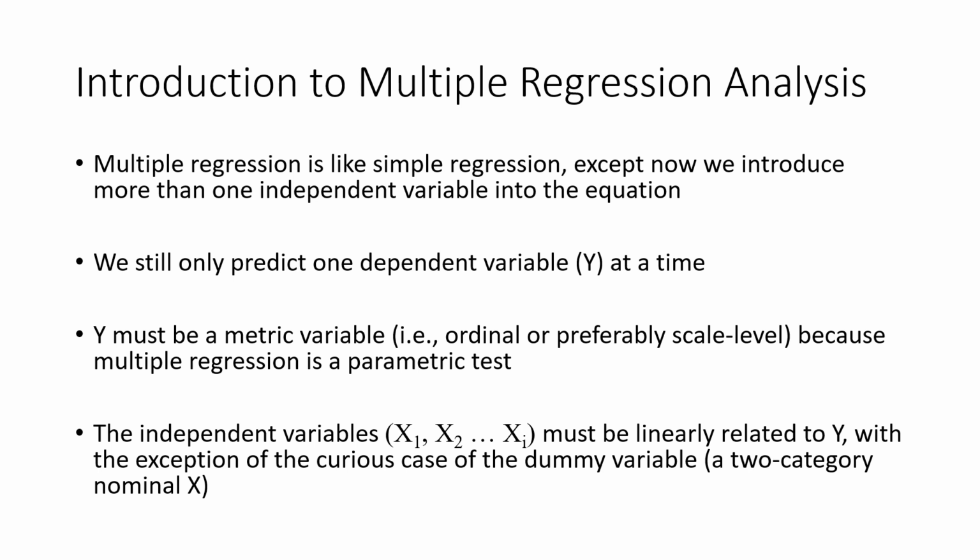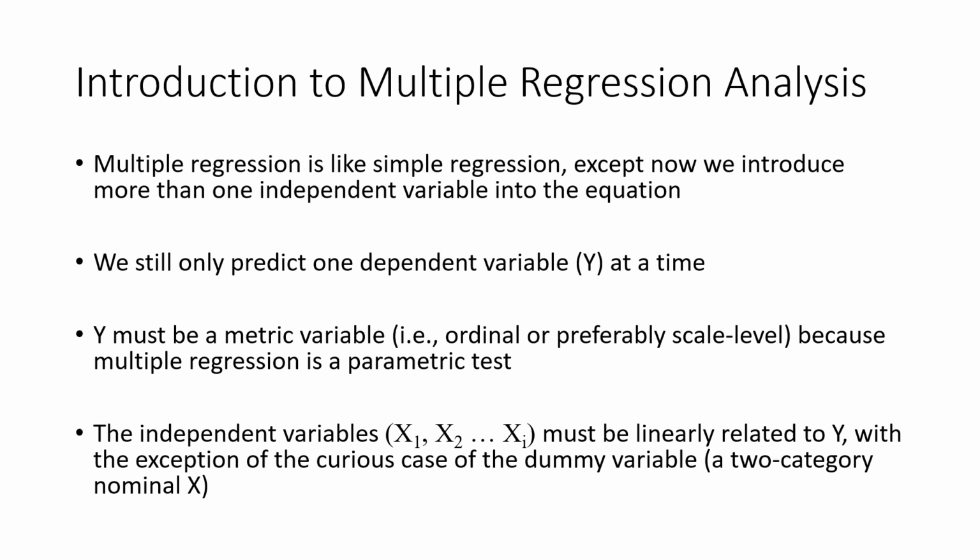Similar to simple regression, y in the context of multiple regression analysis always has to be a metric variable, that is to say ordinal or preferably scale level in measurement. And the reason is that multiple regression, like simple regression, is a parametric statistical test. It is predicated on the normal distribution, and therefore your dependent variable has to be roughly normally distributed. That is to say, it has to appear something like a normal curve or a bell curve.